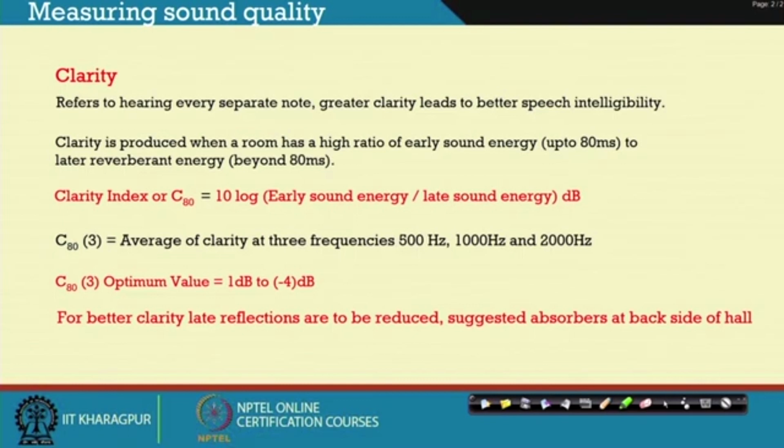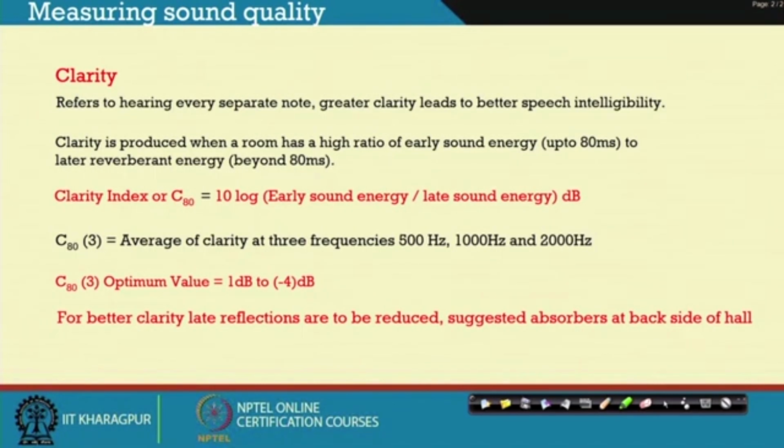So, the clarity index or C80 is 10 log of early sound energy by late sound energy, in decibels. Here you can calculate C80 as the frequency average at 500 hertz, 1000 hertz and 2000 hertz. So, the average clarity of these three frequencies gives you the C80, and the optimum value is +1 decibel to -4 decibel. The minus sign is because it is a reference scale. You are referring from 0.